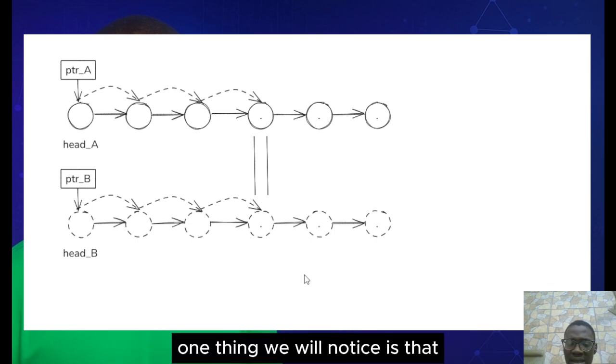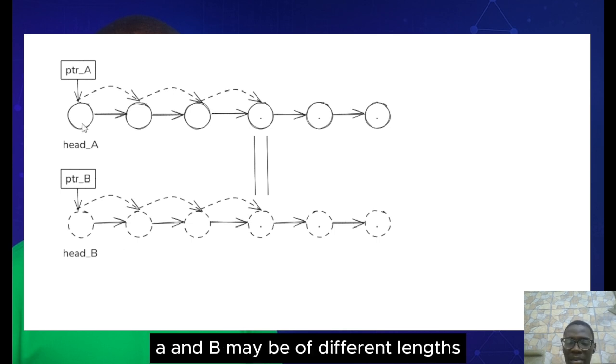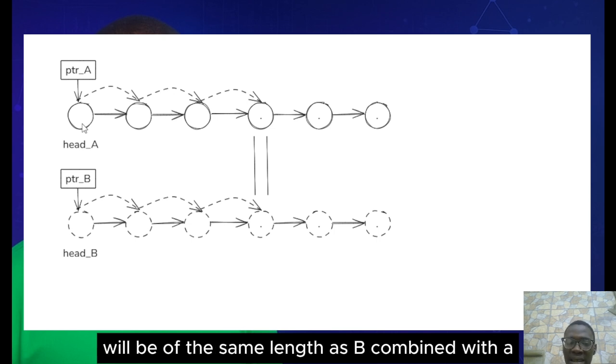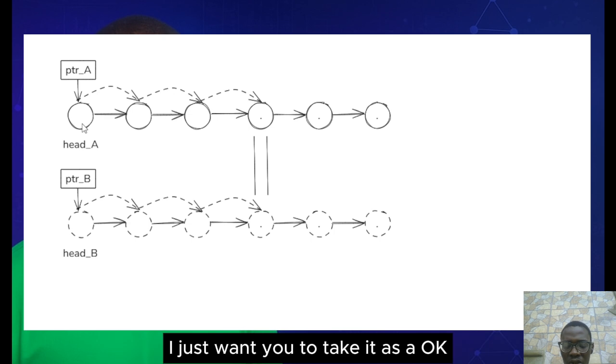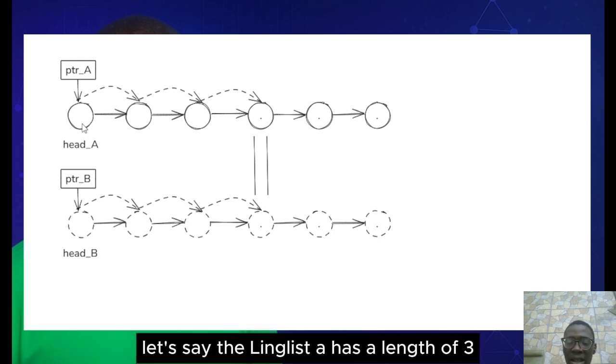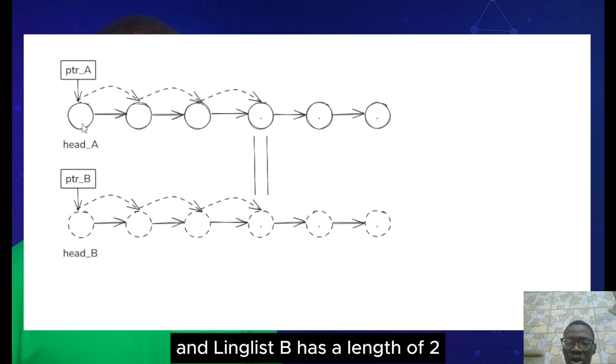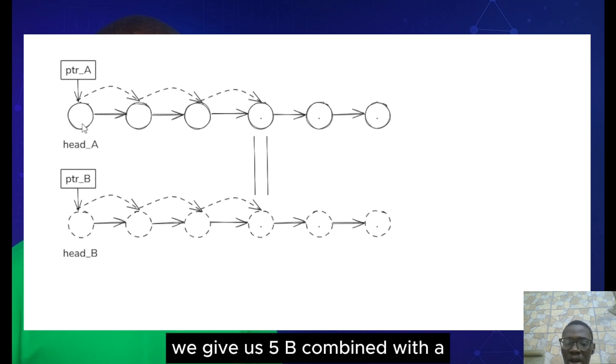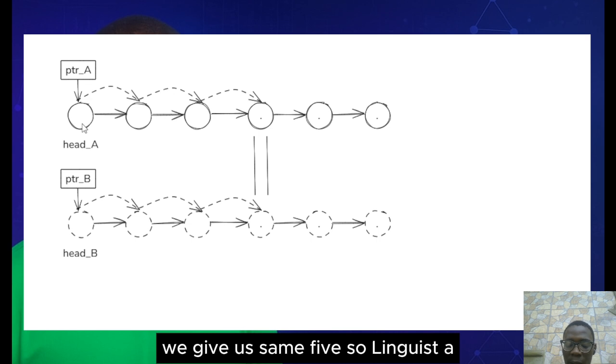One thing we will notice is that even though the linked lists A and B may be of different lengths, their combined lists, A combined with B, will be of the same length as B combined with A. Let's say linked list A has a length of 3 and linked list B has a length of 2. A combined with B will give us 5. B combined with A will give us the same 5.